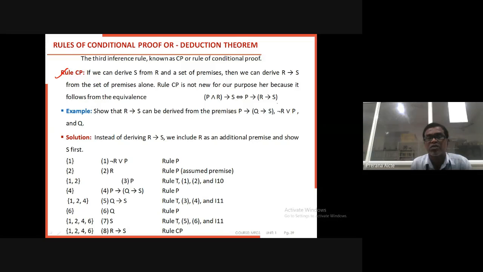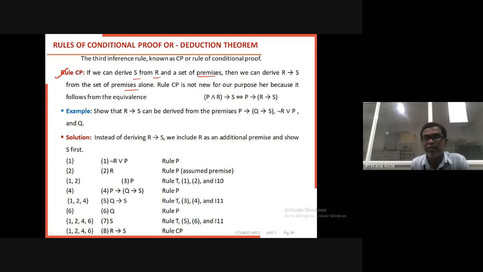Suppose you are asked to derive S from R and a set of premises. Now it can be derived like this: R implies S can be derived from the set of premises. So if you follow this particular logic, then I can use this.